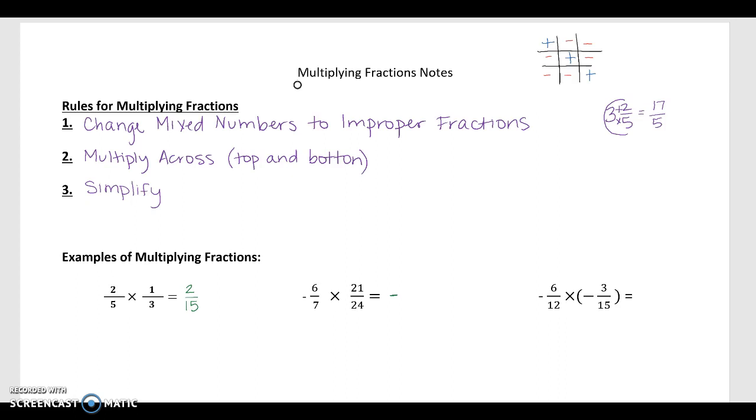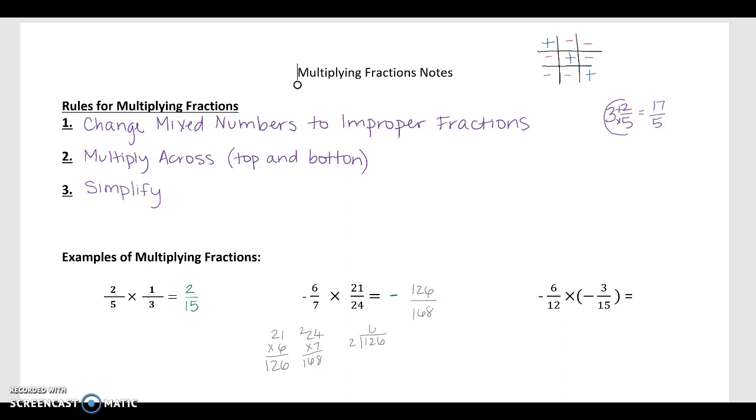So we could just multiply across, so 6 times 21. So here I go, 21 times 6. 1 times 6 is 6, 2 times 6 is 12. So I'd have 126 over 7 times 24. 4 times 7 is 28, 2 times 7 is 14, 15, 16, so I have 168. So wow, those are both even numbers. Well, I know I can at least divide them by 2.